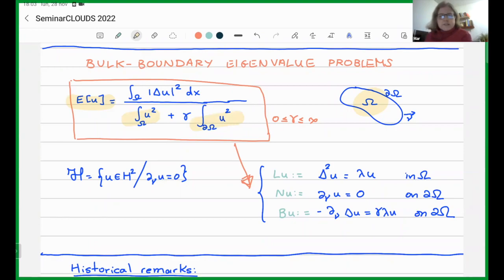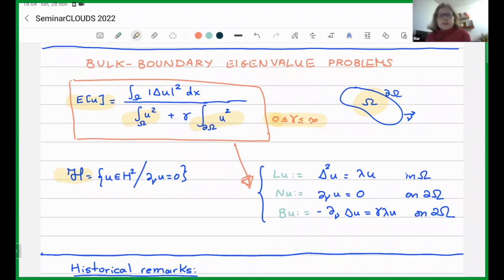I'm going to consider also the following function space. So H is going to be H2 functions, and I want them to have a normal derivative equal to 0. Now my parameter gamma can be anything from 0 to infinity. You see, if it's either 0 or infinity, you decouple the bulk and the boundary.